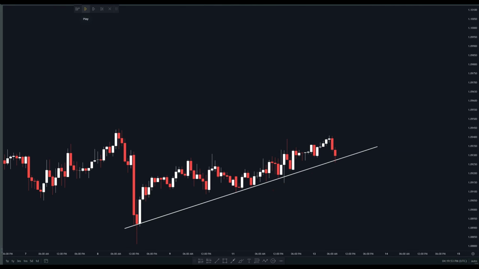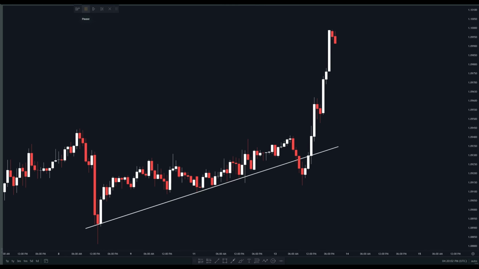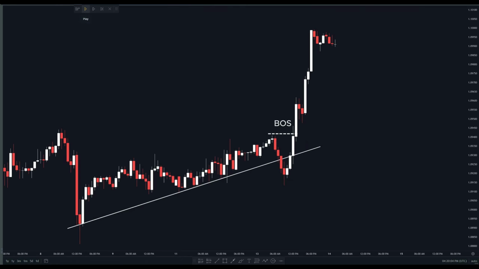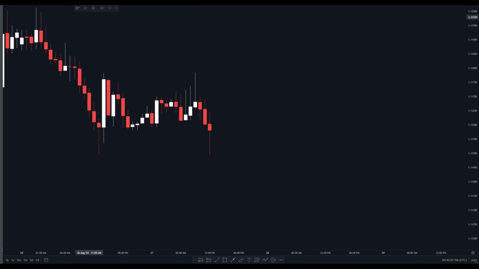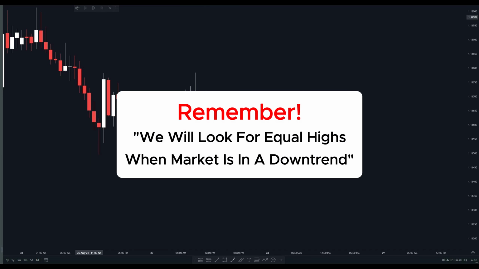And after grabbing the liquidity below the trend line, the price makes a sharp move to the upside with heavy momentum candles and breaks through the structure. And here's an example of equal highs. Remember, we will look for equal highs when the market is in a downtrend.